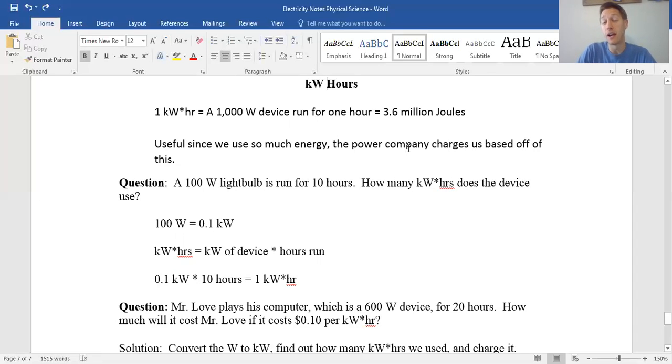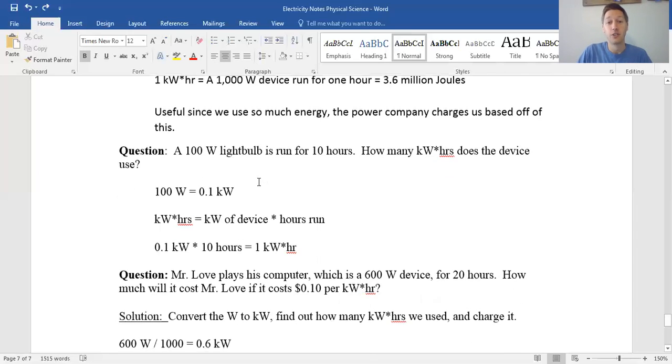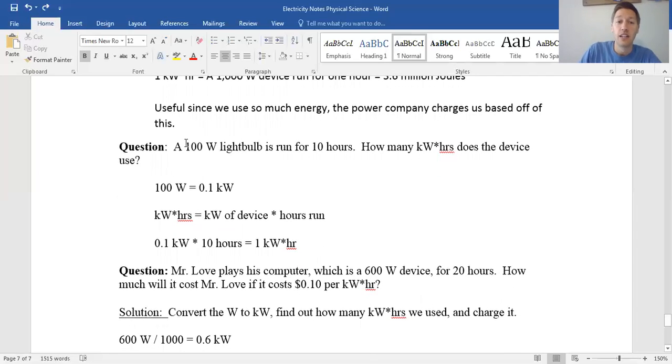We charge you by the kilowatt rating of the device times the amount of hours you use it for. Then you get the kilowatt hour. So for example, if we have a 100 watt light bulb run for 10 hours, how many kilowatt hours would that be? So what do we got to do?